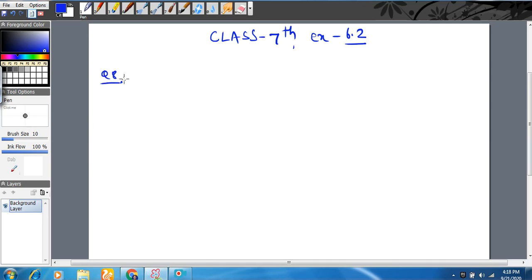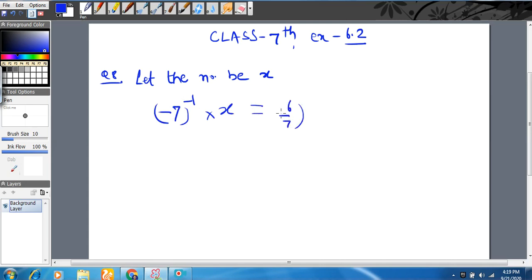What is the number? The best way to solve this question is, let the number be x, and we have to follow the instructions given in the question. If minus 7 power minus 1 is multiplied by a number, so we write multiplied by x, and the product obtained means equal sign, is 6 upon 7 whole power minus 1. Now we have to find the value of x, but we have to simplify this equation. We can't calculate a negative exponent, as I explained in the previous video.